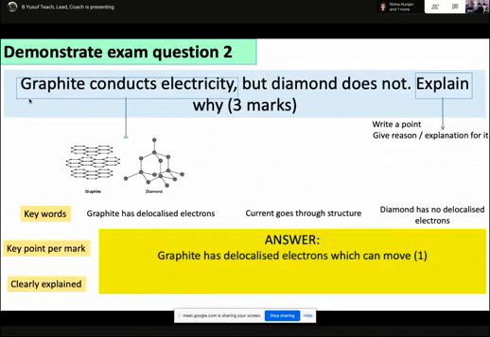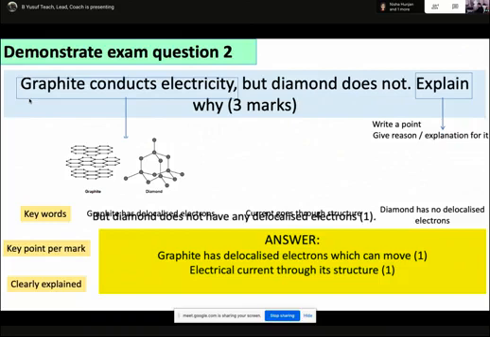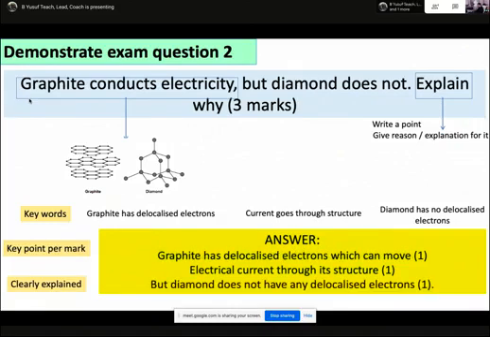Okay, graphite has delocalized electrons, which can move for 1 mark. Electrical current goes through the structure of graphite for another mark. And diamond does not have any delocalized electrons for 3 marks. So how did you do with that one?